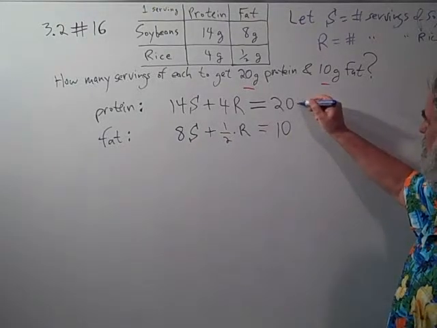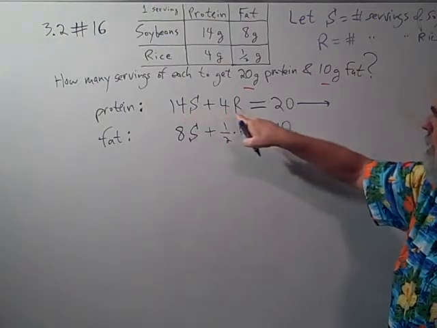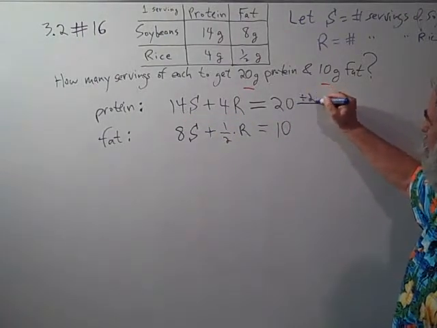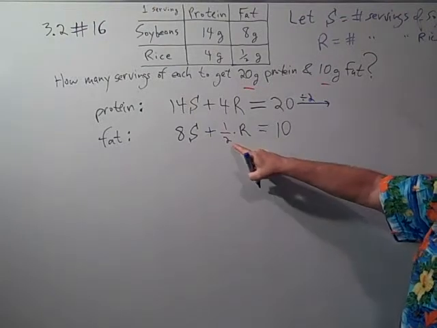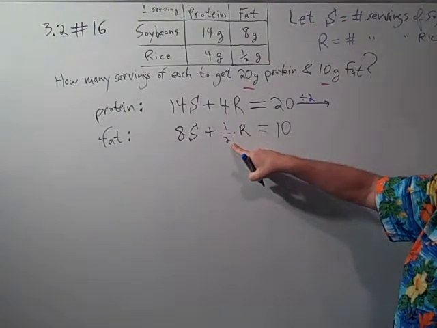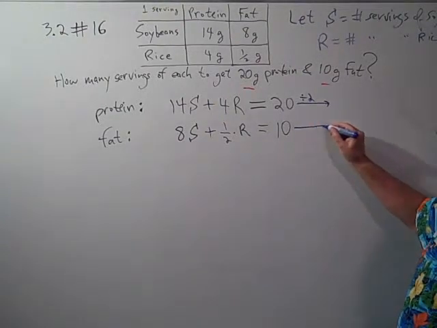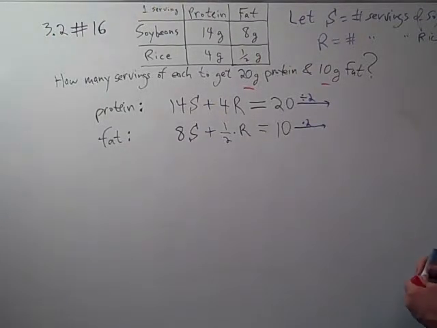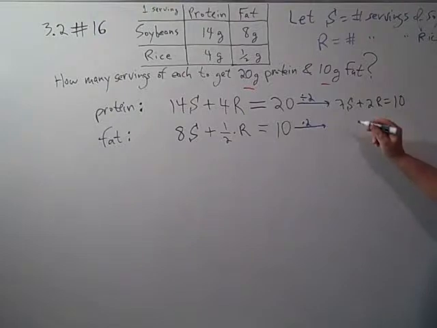Now, the first thing I want to do is to make the numbers a little smaller. Every number is divisible by 2, so let's divide everything by 2 just to make the numbers easier to work with. We also would rather not have a half sitting here, so I'm going to multiply the second equation times 2 to get rid of the fraction. What we end up with then is 7S plus 2R equals 10. And the second equation, we're multiplying times 2, so we have 16S plus 2 times a half equals 1, so just plus R is equal to 20.